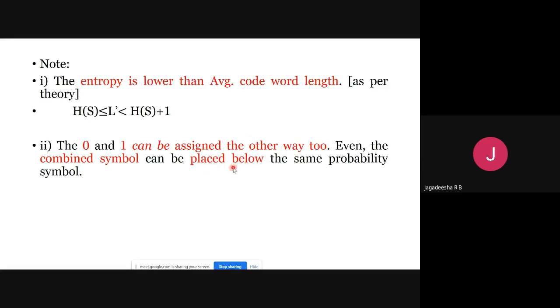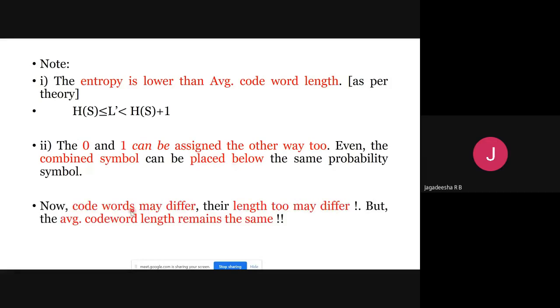But what happens then? In that case, of course, the code words may differ. The S1, symbol 1, may have a different code word, and their lengths also may differ. Instead of 2 bits, it may be 3 bits, and so on. But the average code word length remains the same. You can investigate this by assigning a different way of 0s and 1s to the previous example, or placing the newly generated symbol in the second position. You can try that. I think I have an example after this.